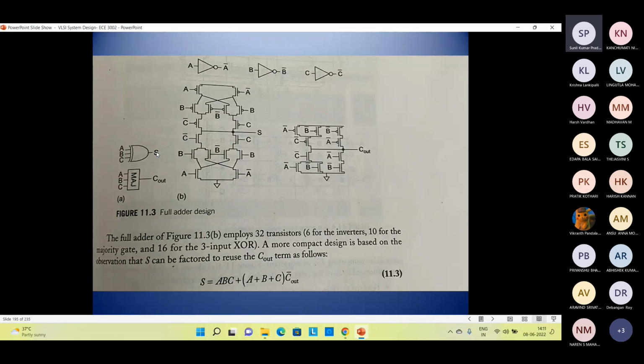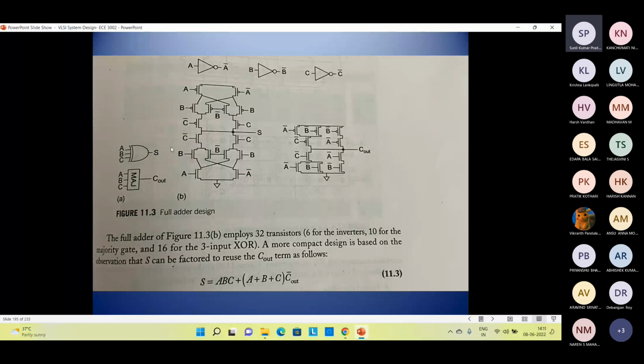So we have a sum and a carry. This one, if you can see here, is the full adder design for sum, and this is the full adder design for carry. S is the sum, C is the carry output. And this is the symbol actually. So this is the sum.